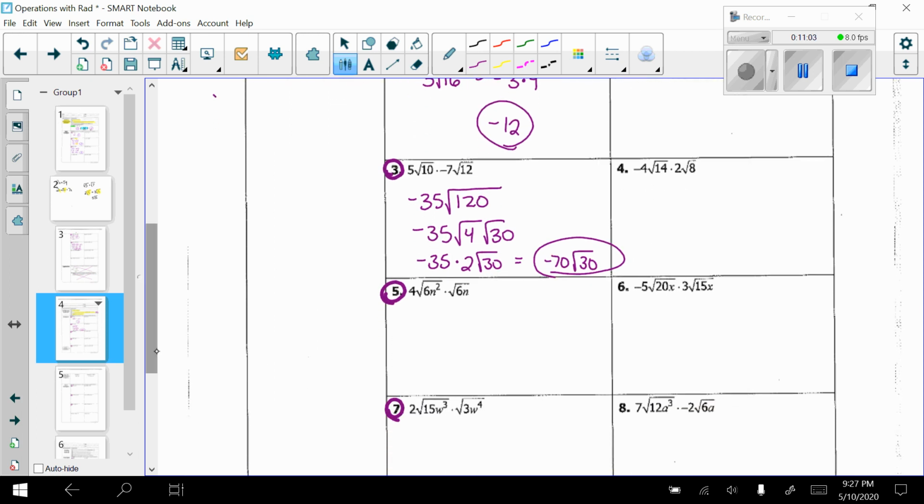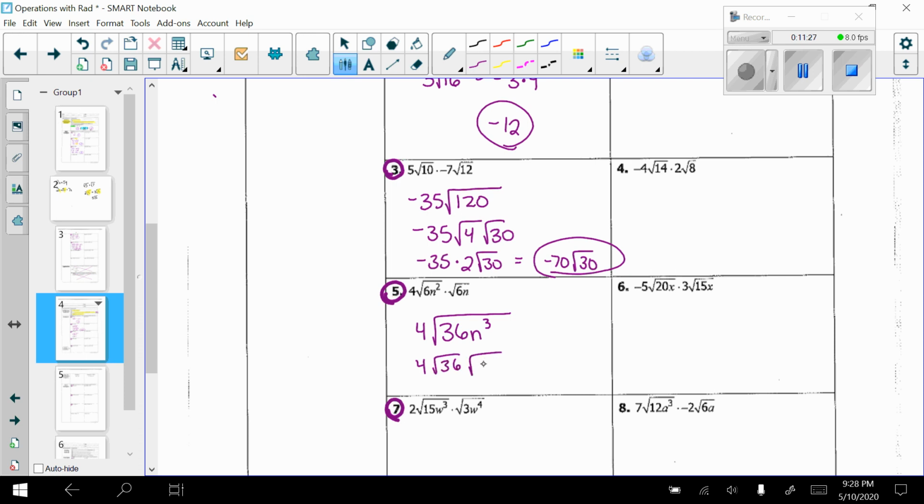variables, like with number 5, so again, outsides together, 4 times 1, insides together. 6 times 6 is 36. N squared times n, you have 2 combined with 1 gives you n cubed. So you kind of have to remember some stuff from last week. So the square root of 36 is 6.